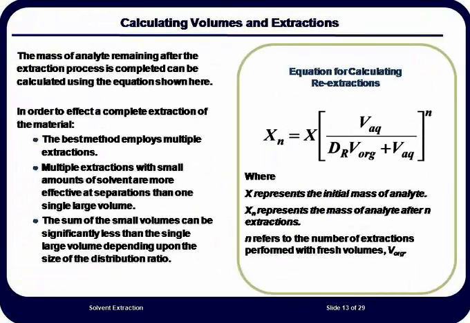This equation applies when the volume of organic extractant, V sub organic, is the same each time a successive extraction of the original solution is performed. You will find that one of the results of using this equation is that you can maximize the amount of radionuclide extracted by performing multiple extractions with small volumes rather than performing one extraction with a single larger organic volume.